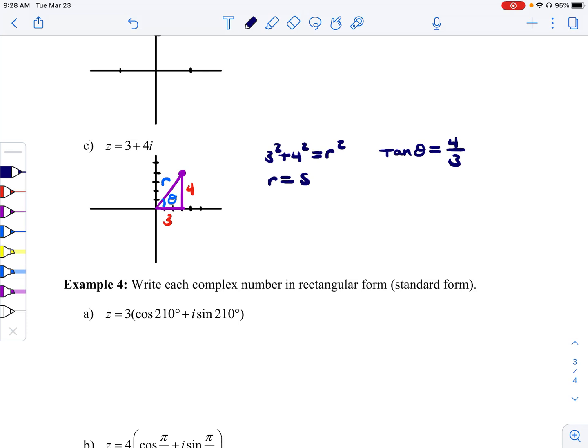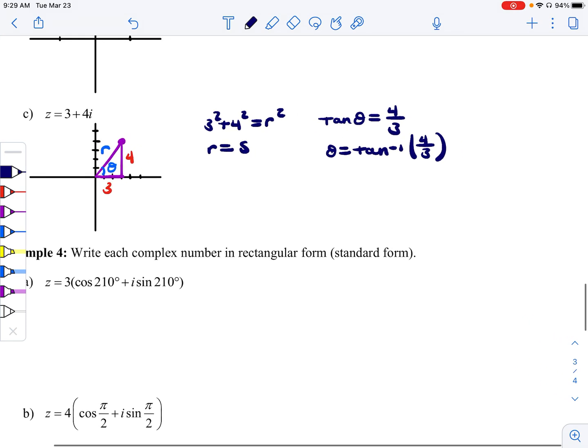Now unlike the previous example, this is not an angle on our unit circle. So in order to solve for the angle, we're going to have to use the inverse tangent. So theta is equal to the inverse tangent of 4 over 3. And we're going to need to plug this into our calculator. Now I would like an angle in radians on these, so I'm going to make sure my calculator's in radian mode. And then I'm just going to plug in the inverse tangent of 4 over 3, and we're going to get approximately 0.927.